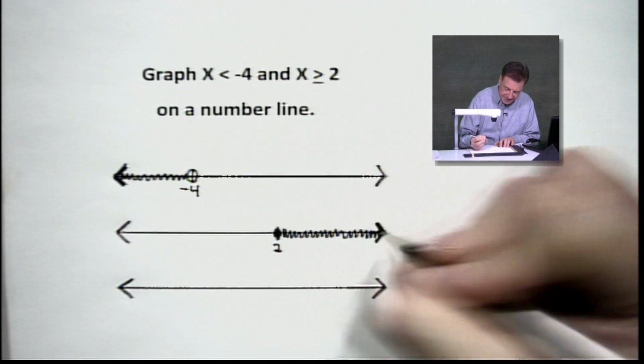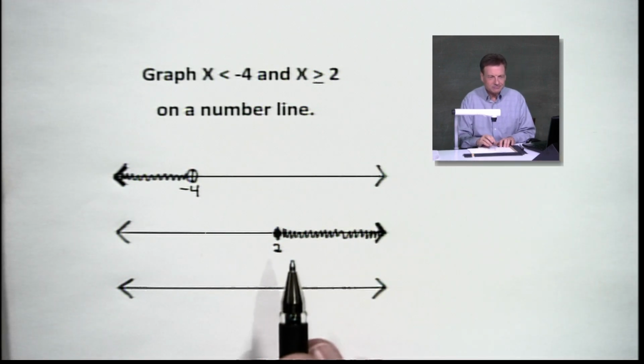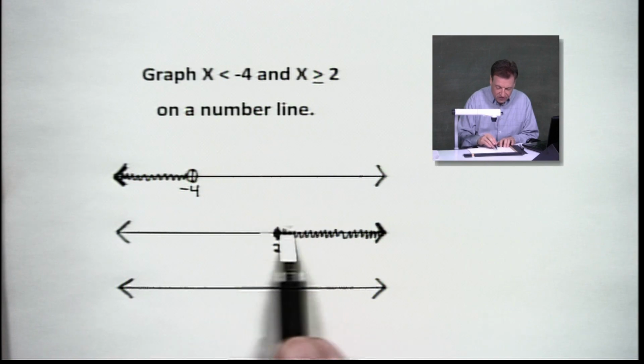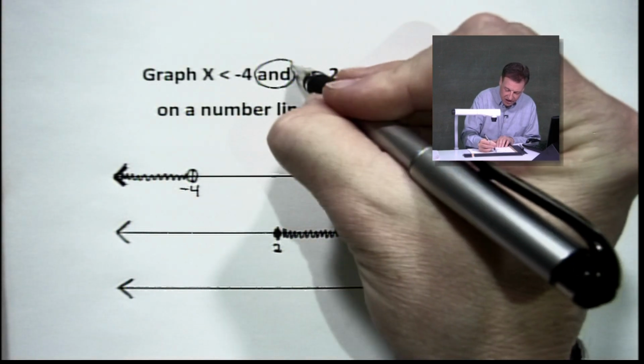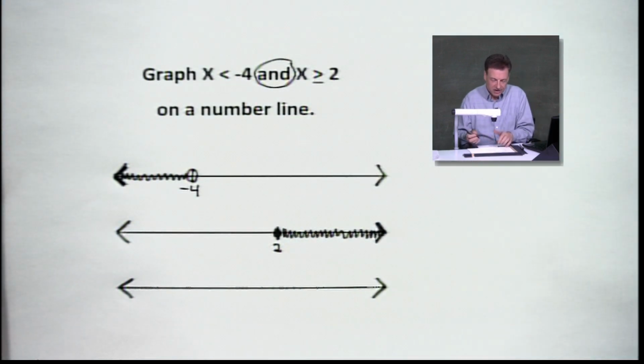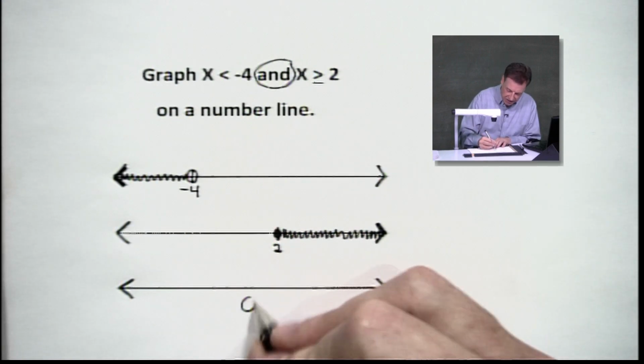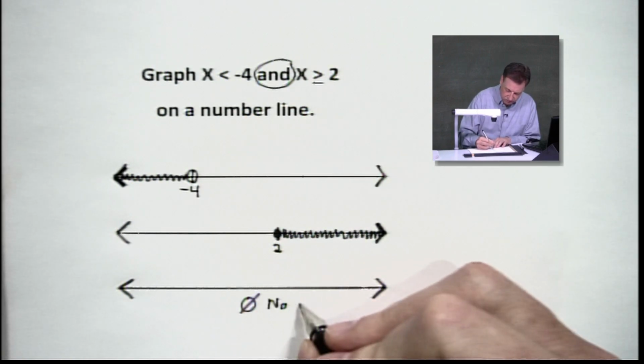And remember what I said. We're looking for where do these overlap. And if you'll notice something, my friends, they don't overlap. You say, well, Ernie, what do we do? If the word and is there, we can't do anything. So let's go to our bottom line here, and we're just going to say there is no solution.